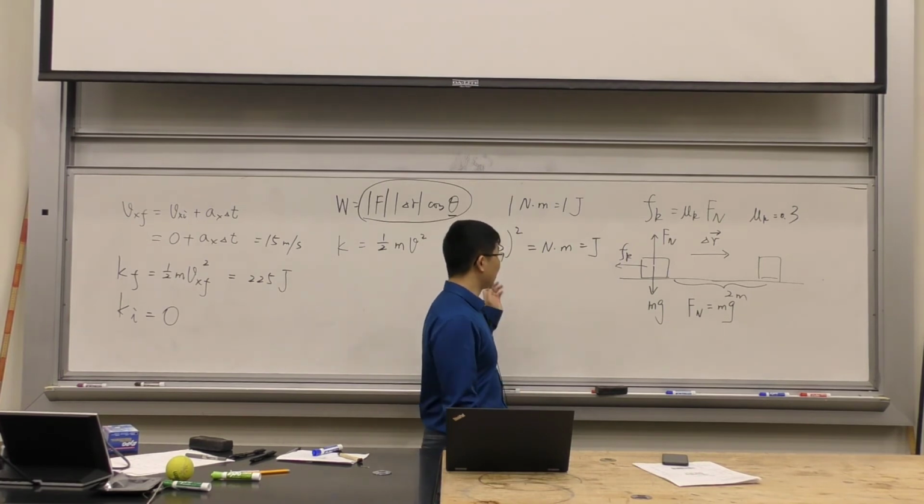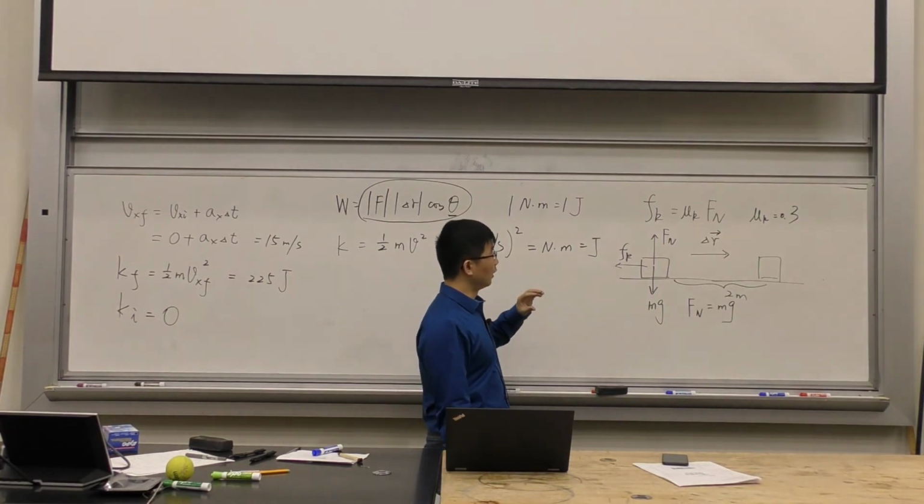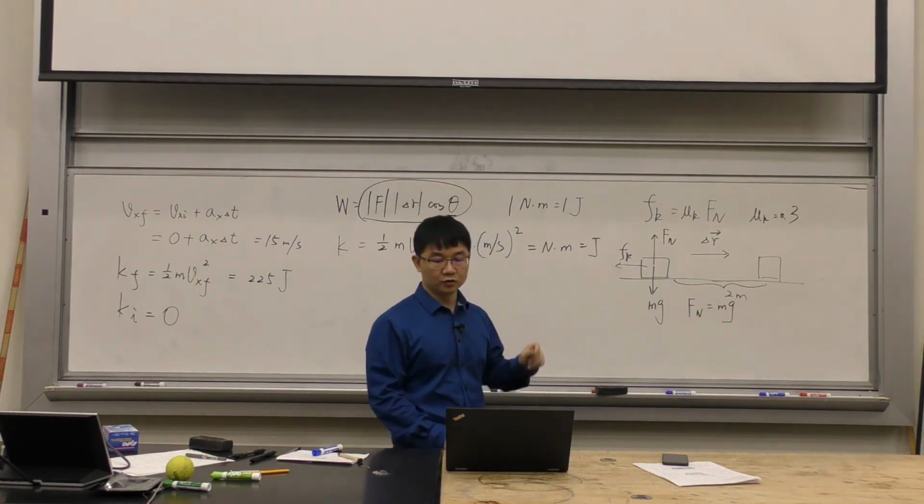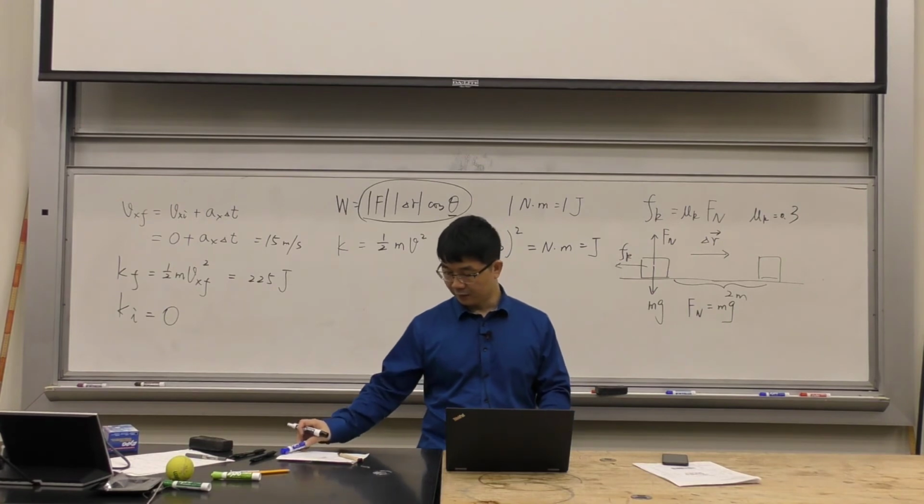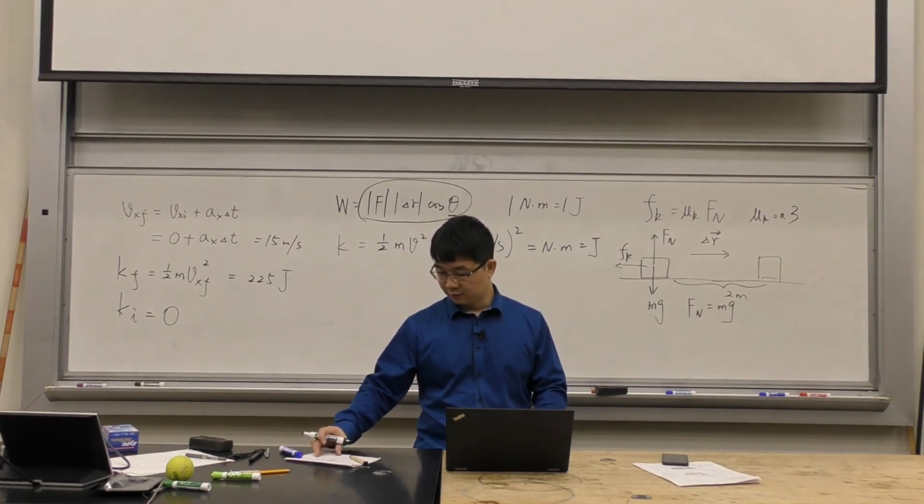All right, so that's all the numbers you need. You find the friction force, multiply the force, displacement, cosine theta angle. You should get the work. Okay, pause the video, find the work.